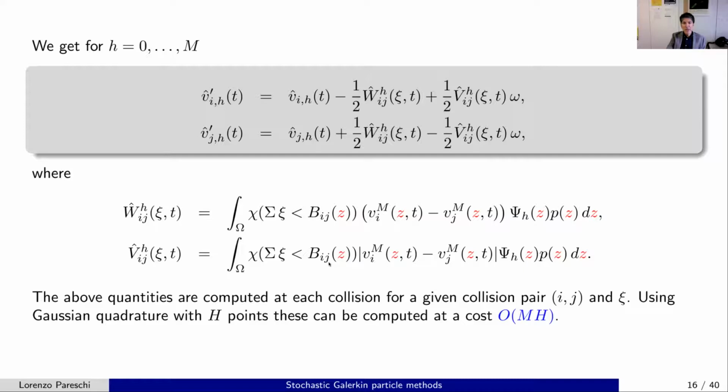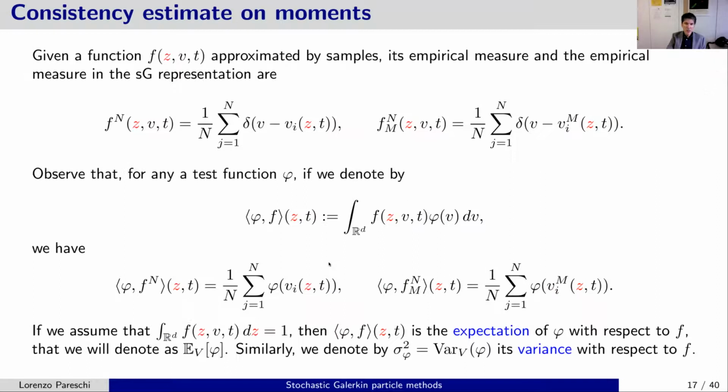I will then show you some numerical examples, but before going to this, I will show you some consistency estimates of the moments, which apply to this case and more in general to this stochastic Galerkin particle dynamics in the case of a kinetic equation. So once you have the particles as usual, we go back to our kinetic density by using the empirical measures. On the left, you have the empirical measure of the real particle dynamic, on the right, the empirical measure of the projected particle dynamic. And then we typically are interested in the evaluation of the moments.